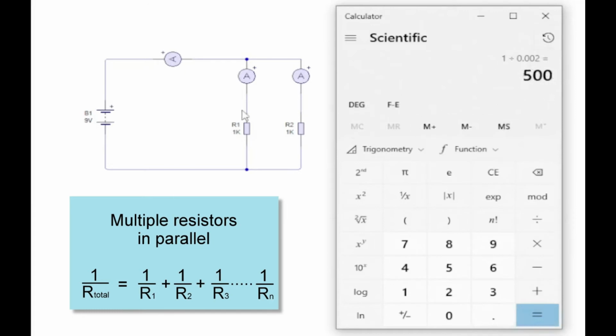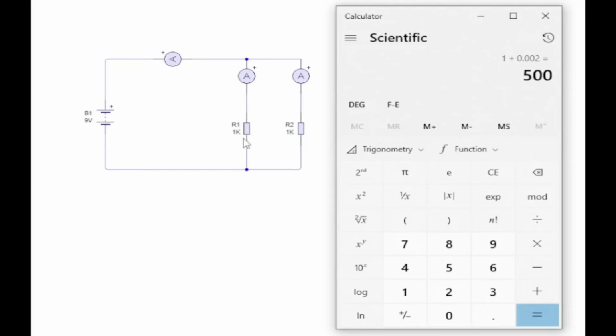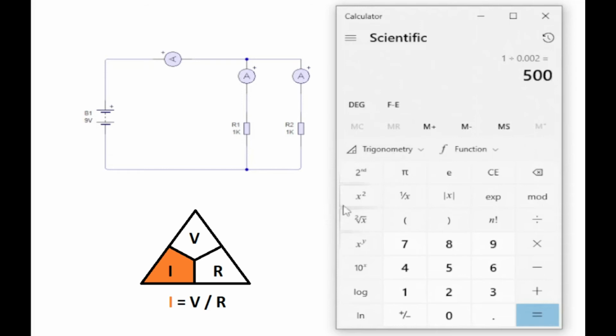So you'll note here, because we have two resistors of the same value in parallel, then the total resistance is half the value of 1, and that only works for two resistors in parallel. So total resistance is 500 ohms. We want to find the current, so it's 9 volts divided by 500 ohms, equals 0.018. Move the dot along a few and we'll get 18 milliamps.